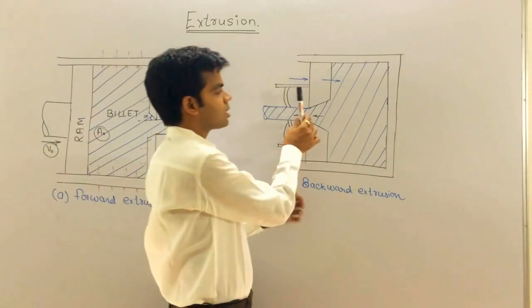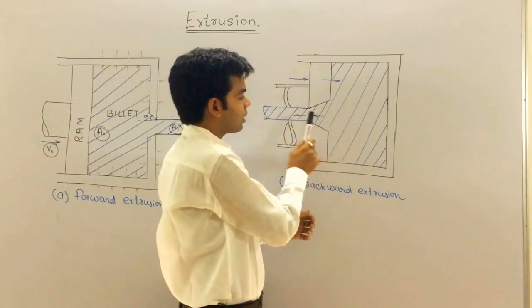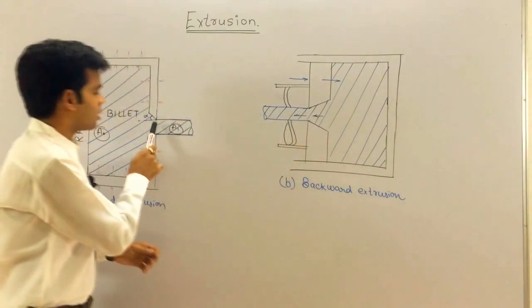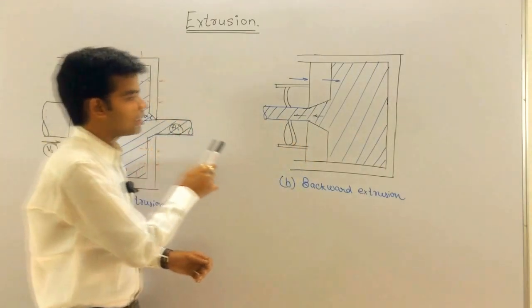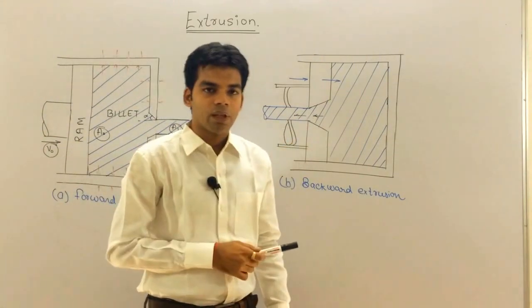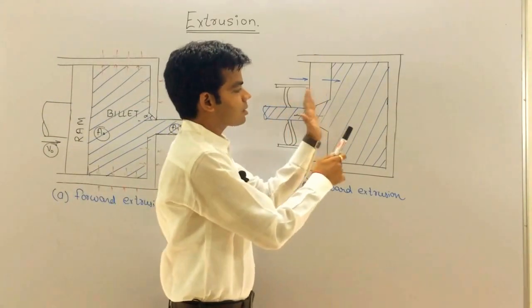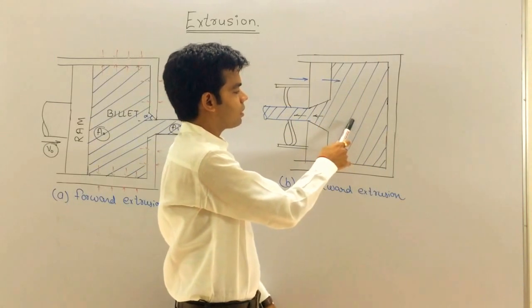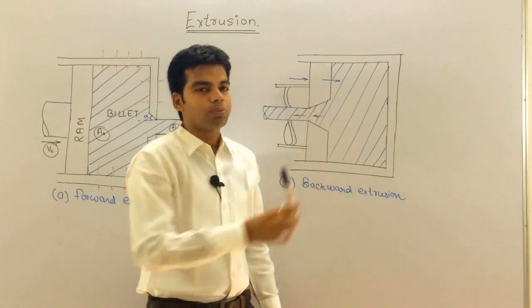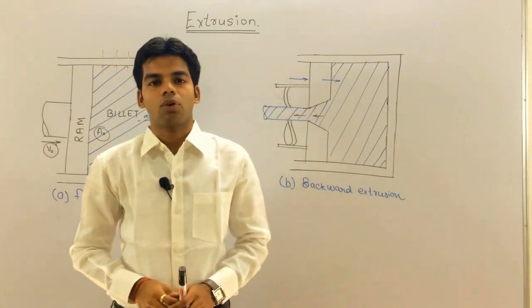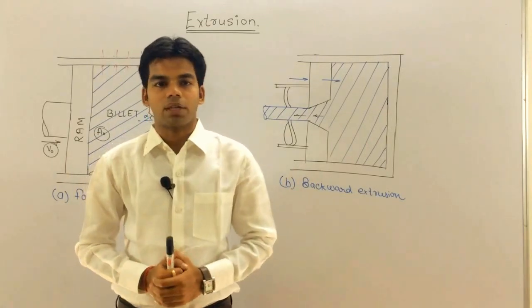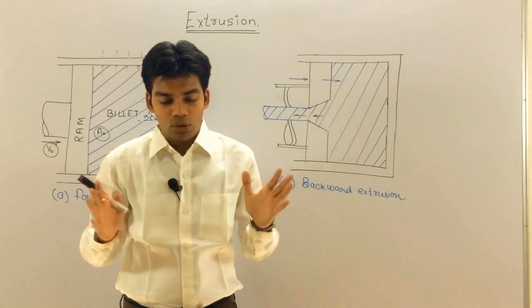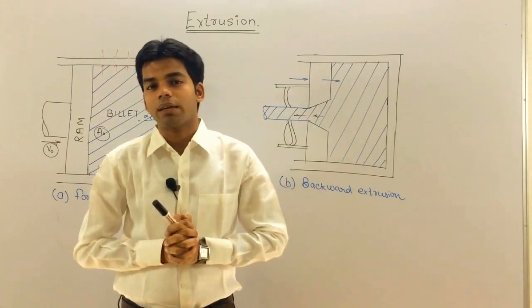You can see here the ram is moving in this direction, okay, the die is here. In the earlier case the die was placed in this part of the container. Here the die is placed on the ram. Okay, so finally the material of the billet will come out through the opening of this die, the opening of the ram. Getting this or not? So this is actually the backward extrusion process. Now what actually is the major difference between forward and backward extrusion?